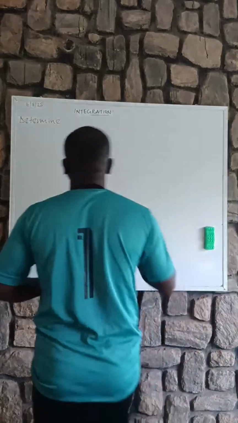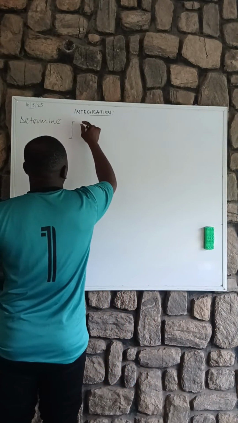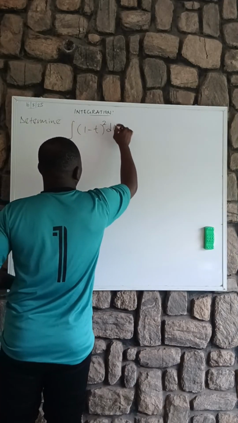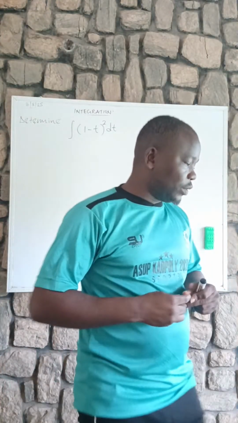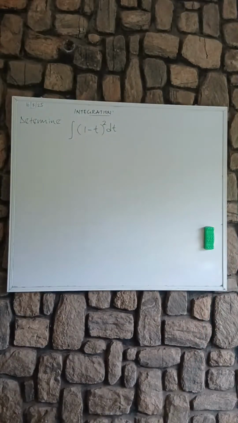It said, evaluate the integral of 1 minus t raised to the power of 2 dt. This one you are integrating with respect to t, not x. So take note. We are going to close, just exercise patience. We will close with this example. Is that clear? Exercise patience.